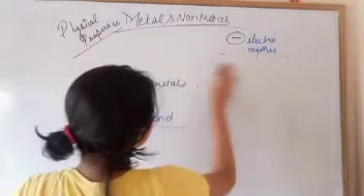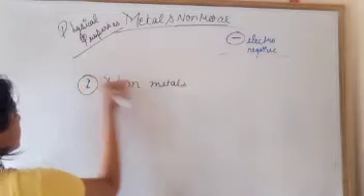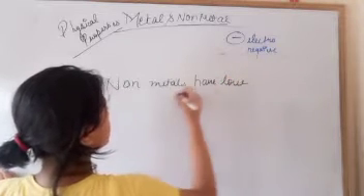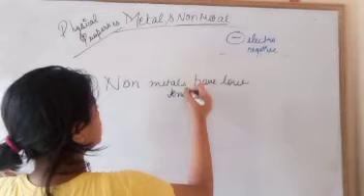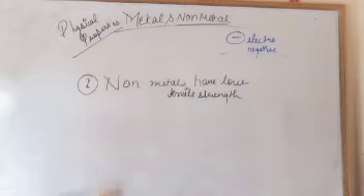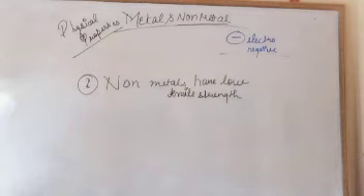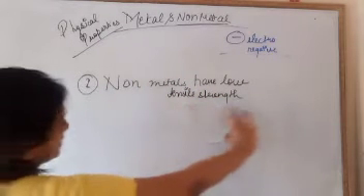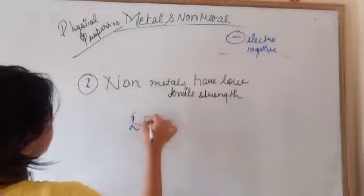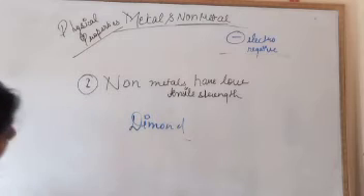The next: non-metals have low tensile strength. Low tensile strength means they can be broken down easily, as they are brittle. I already told you their tensile strength is very low, means they can be broken down, except diamond, it is the hardest. Except diamond, non-metals can be broken down.